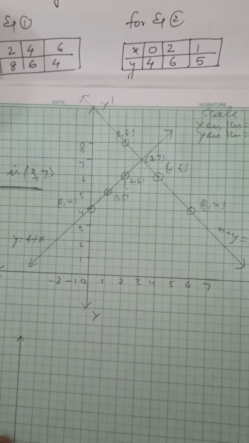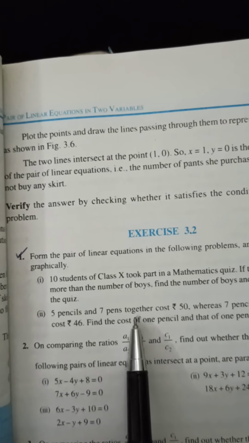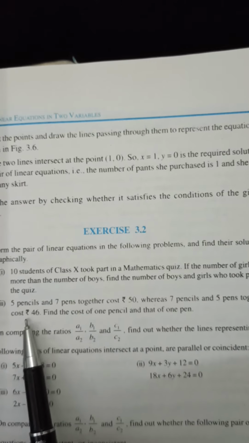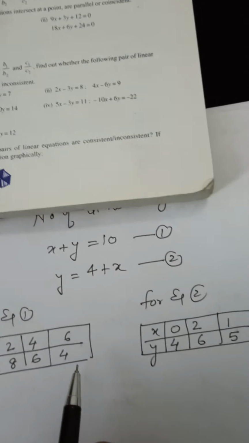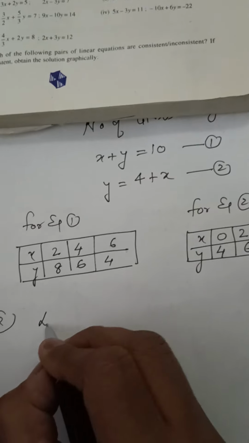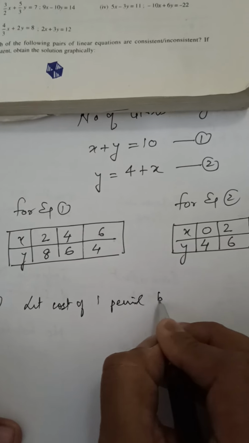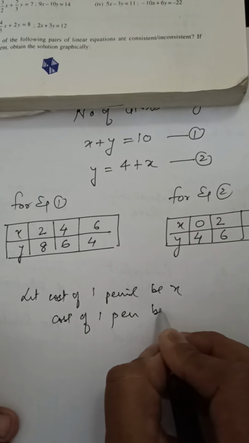Now students, I hope you must have understood how to draw the graph. Now let us take up question number 2. Question number 2 says 5 pencils and 7 pens together cost rupees 50, whereas 7 pencils and 5 pens together cost rupees 46. Find the cost of 1 pencil and that of 1 pen. For this question, we will let the cost of 1 pencil be x and the cost of 1 pen be y.